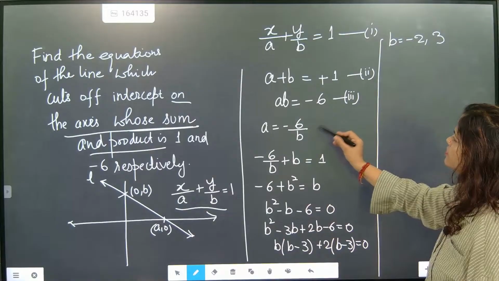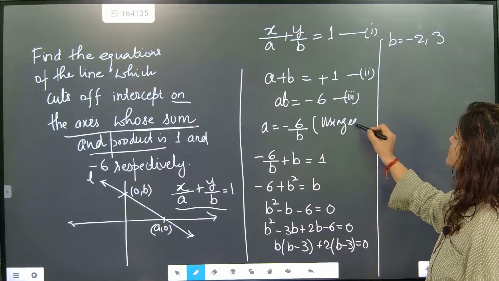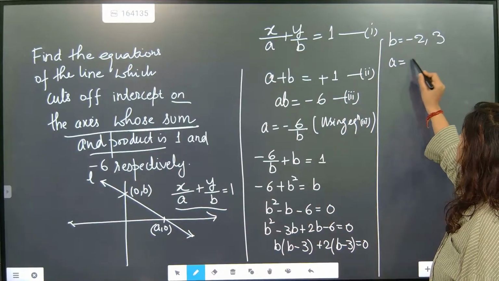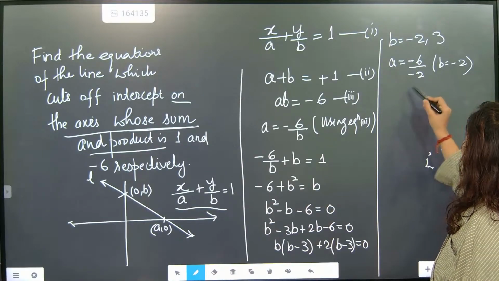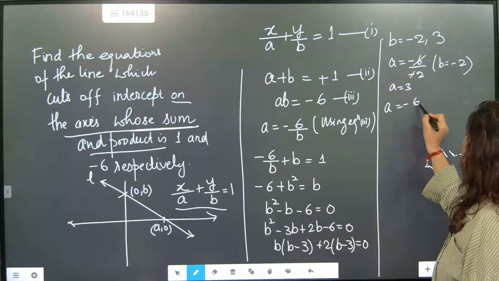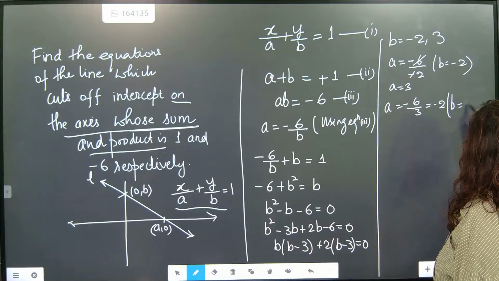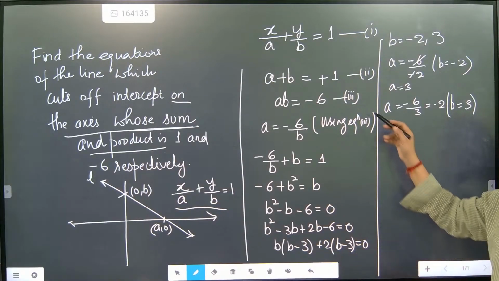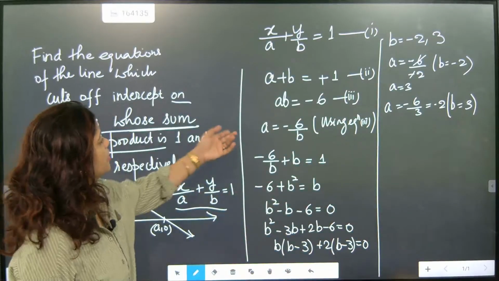One time we need to substitute, because this we have found using equation 3. So now substituting in this part, when b is exactly minus 2, a is coming as 3. Now a will be equal to minus 6 by 3, that is minus 2, when b is equal to 3. Note down, when b is equal to 3. Solve this one out. So here two equations are coming.